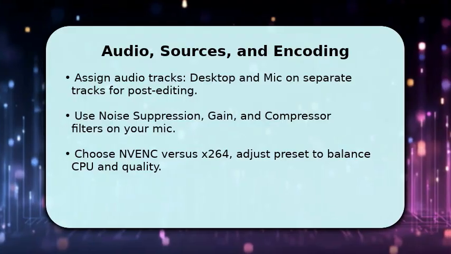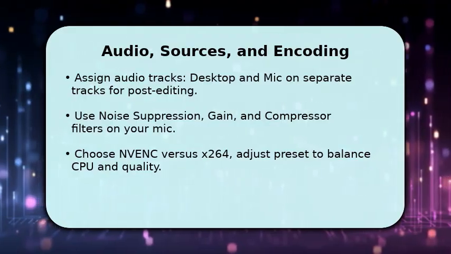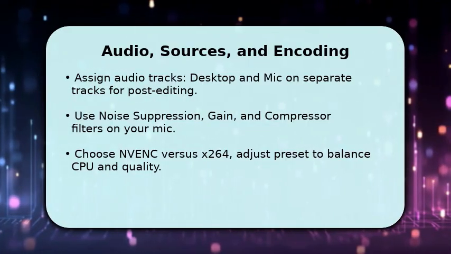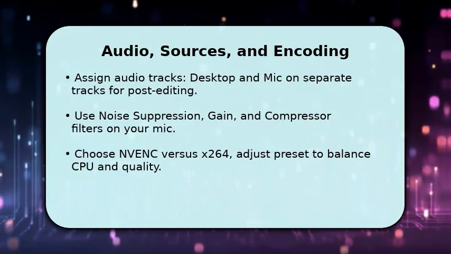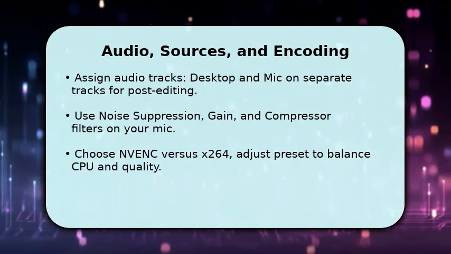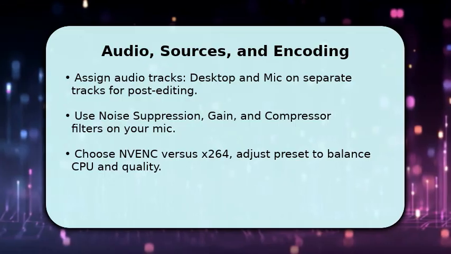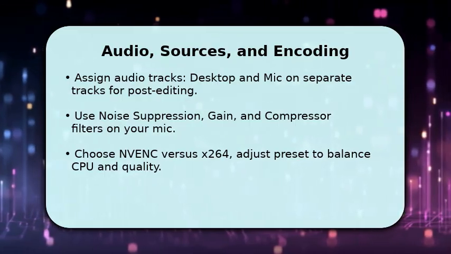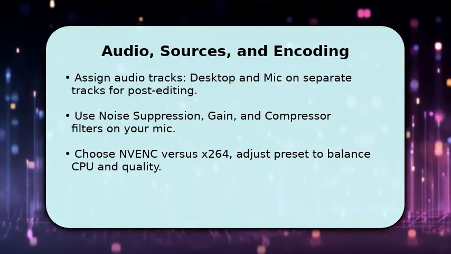Now refine your inputs so recordings sound and perform well. You should route desktop audio and mic to separate tracks so you can mix later. Open Advanced Audio Properties to assign tracks. Add filters to your mic, noise suppression, gain, and a compressor to reduce background noise and level spikes.